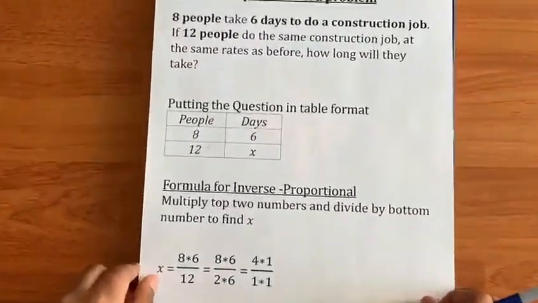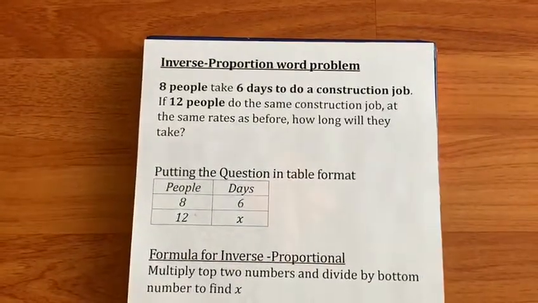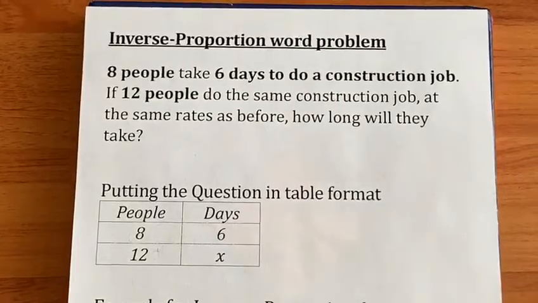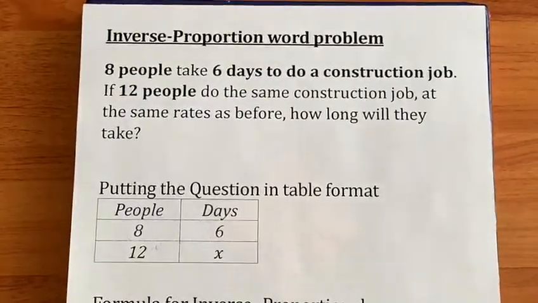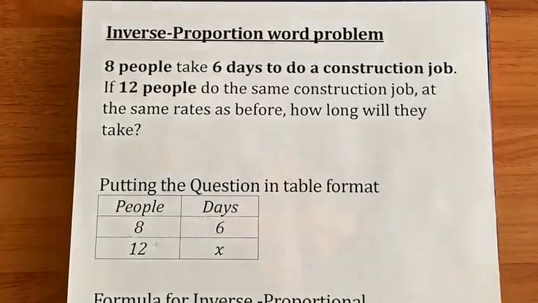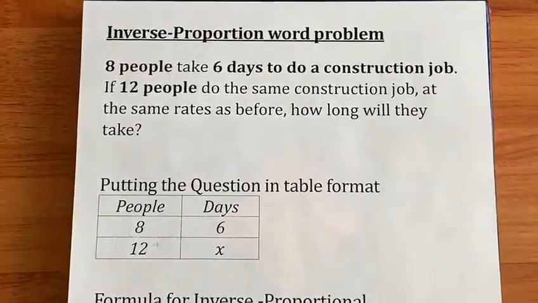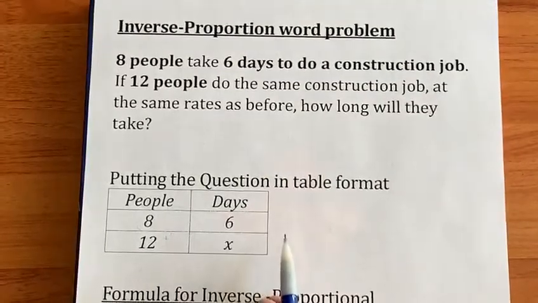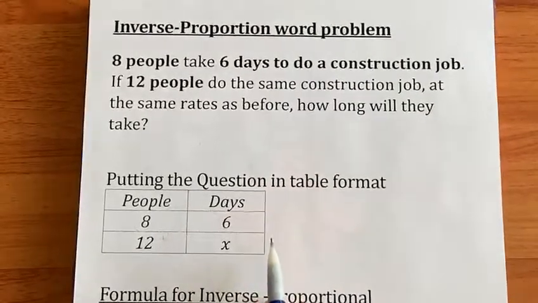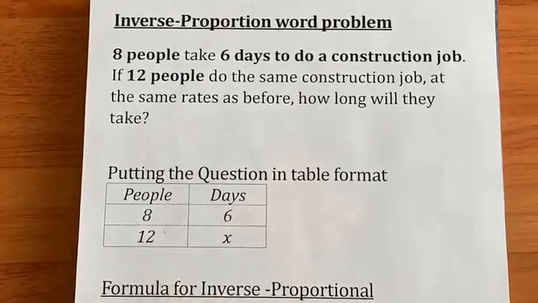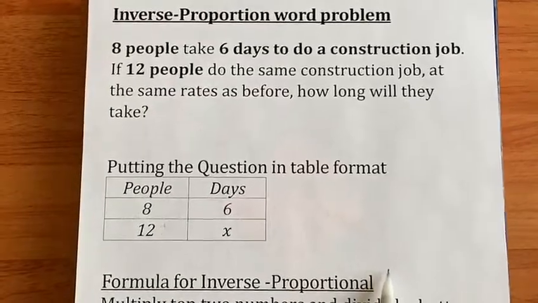Now let's get to the inverse proportion word problem. 8 people take 6 days to do a construction job. If 12 people do the same construction job at the same rate as before, how long will they take? So we need to put our information in the same table format. We put days on the rightmost side because we are solving for how many days they will take, and people will go on the left side. So that's our table format done.